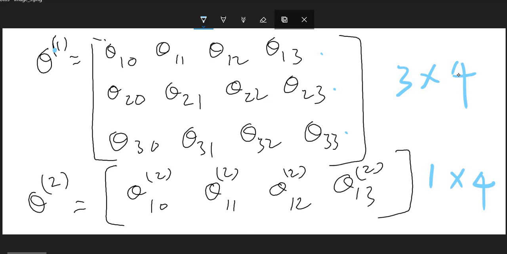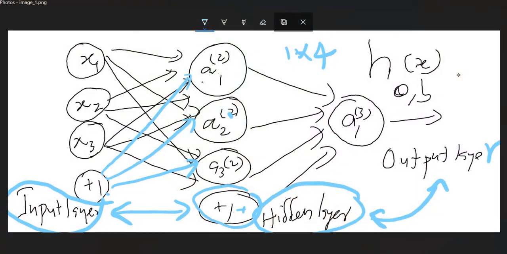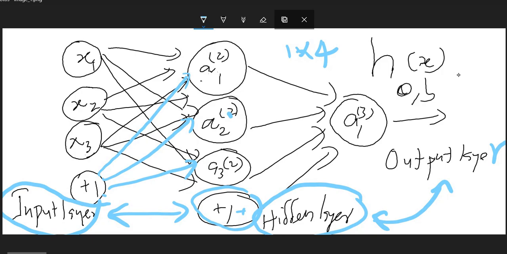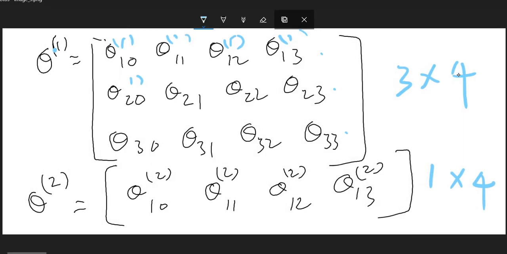Even here you can give 1 like this everywhere. So like that we can differentiate between the weights between the input layer and the hidden layer, which is the first weight, and between the hidden layer and the output layer, which is the second weight. So we have come up with the matrices. So you understood this. Now we will calculate the activation nodes.